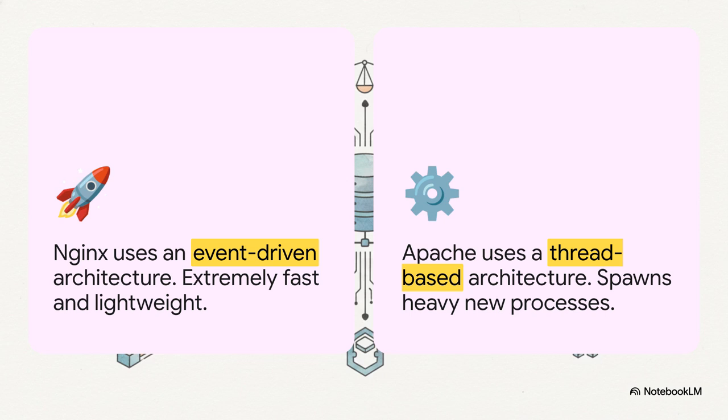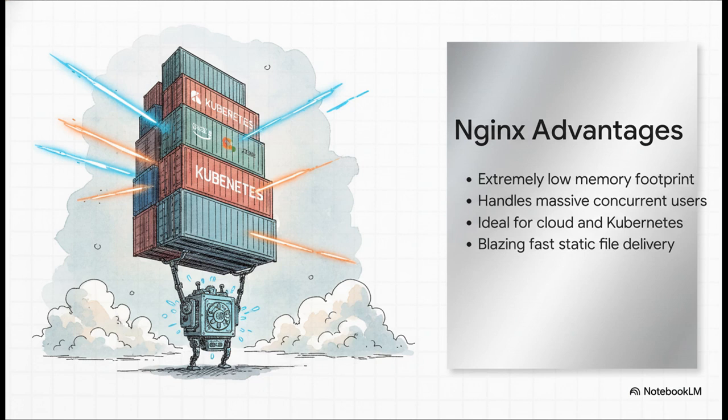But Nginx, it uses an event-driven model. It acts more like one genius manager who seamlessly juggles thousands of requests at the exact same time without breaking a sweat, dealing with events as they actually happen, rather than spawning heavy new processes. What this really means is that this lightweight design lets your servers do exponentially more work with significantly less memory.